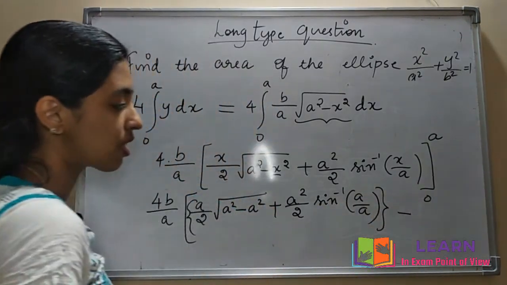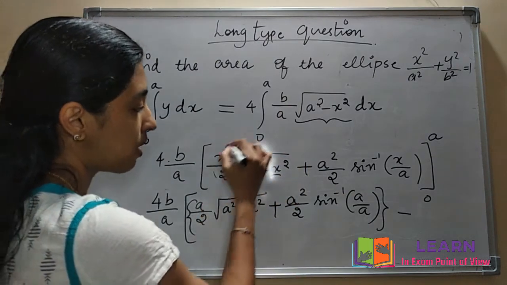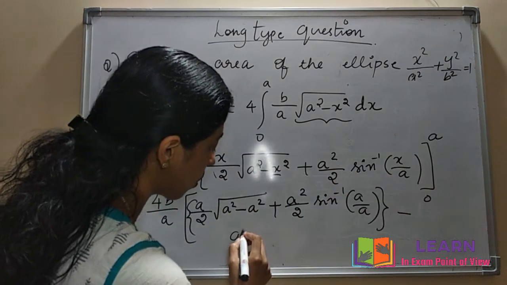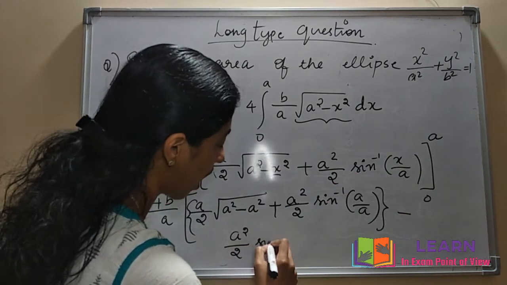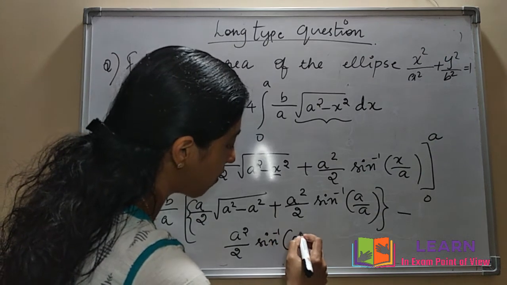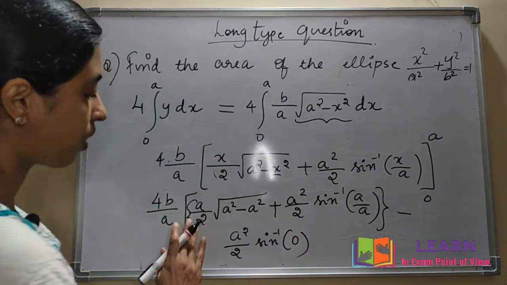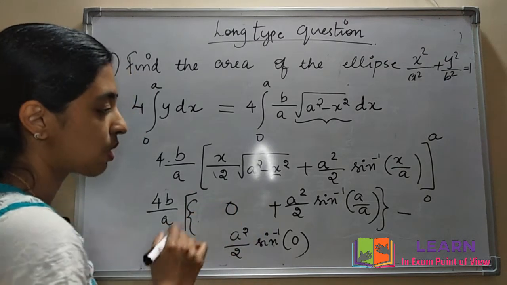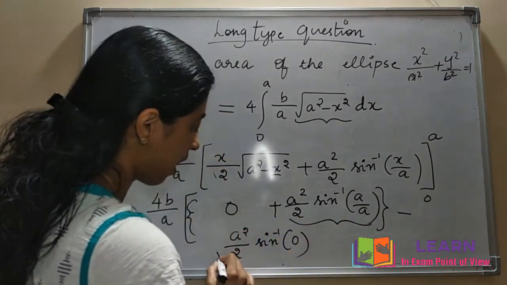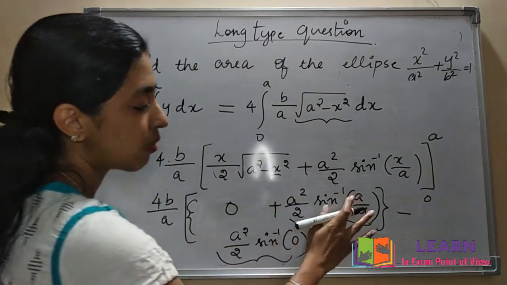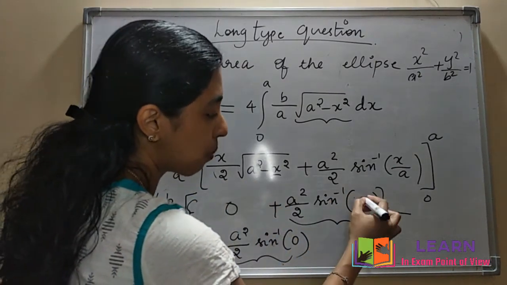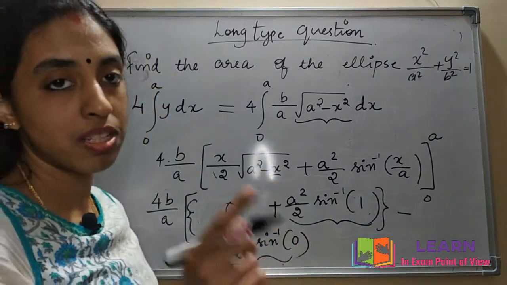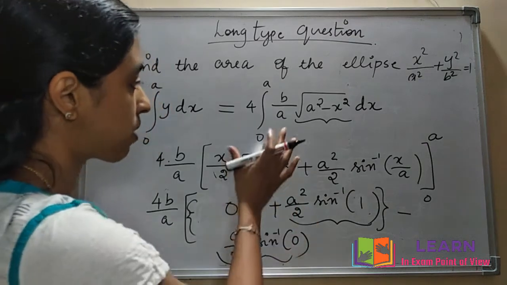Minus lower limit, which is 0. 0 by 2 means this whole term will go, no need to write it. Here a square by 2 into sine inverse 0 by a means 0. Here also the term a square minus a square will get 0. So what remains is this term and this term. Sine inverse a by a is sine inverse 1, which is pi by 2. Sine inverse 0 is 0. Substitute those values and simplify.